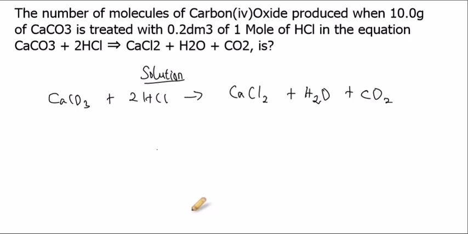So let's proceed. In the question, we are to determine the number of molecules of carbon dioxide produced, and to determine the number of molecules we need to know the number of moles of carbon dioxide, that is CO2, that was produced. Going further, in the question we are given the mass of calcium carbonate that was treated with hydrogen chloride. The volume of hydrogen chloride used was also given.